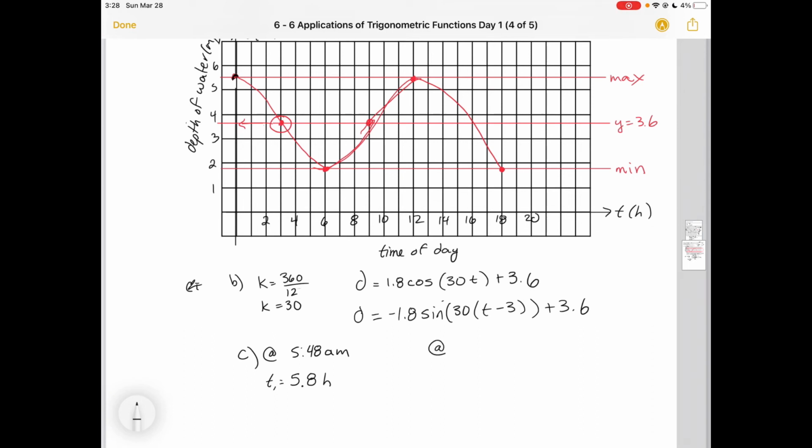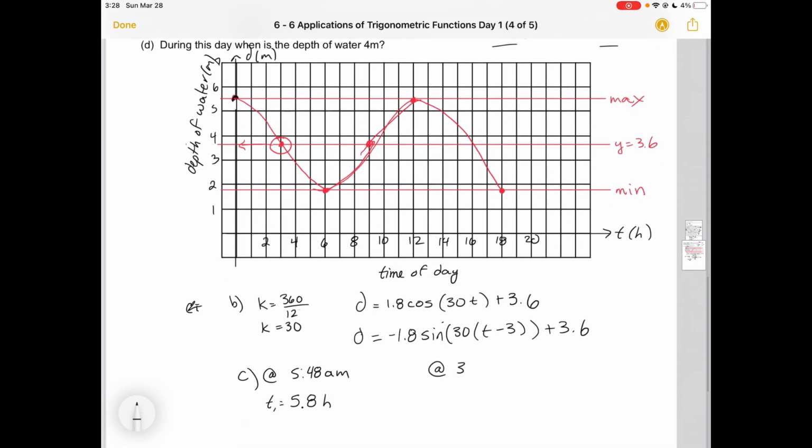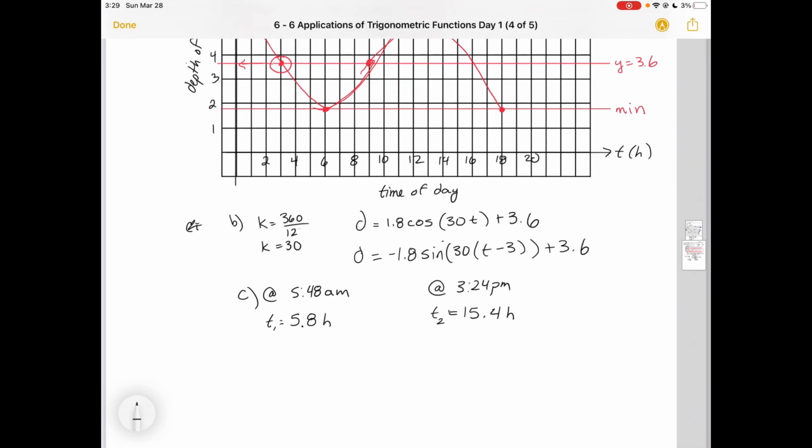And then my second one here is at 3:24 p.m. So using 24-hour time, that is 15 hours. And then I need to change 24 minutes into a fraction of an hour. So 0.4, so those are the 2 times. And then I'm going to substitute into my equation.